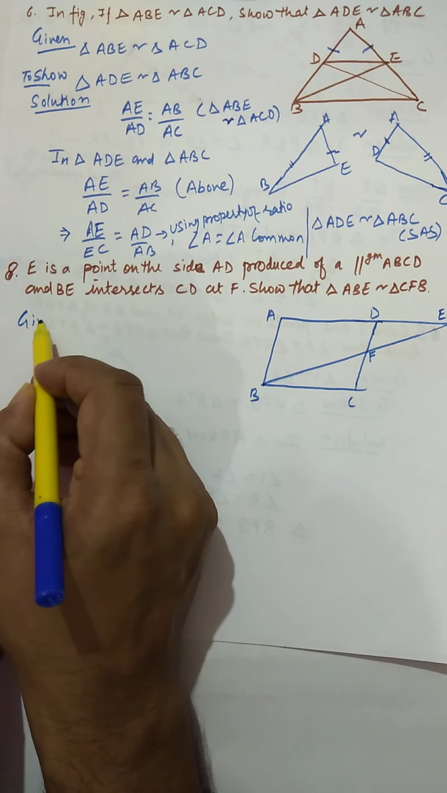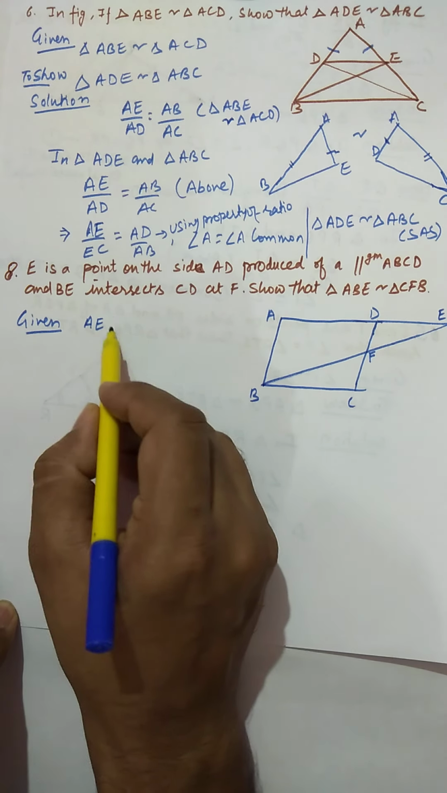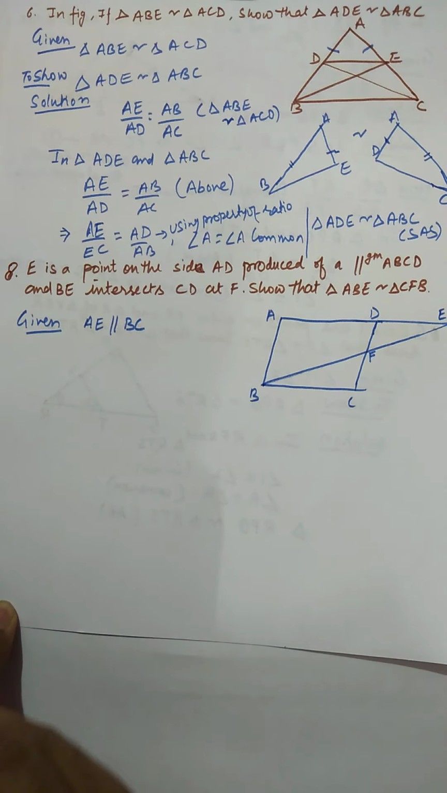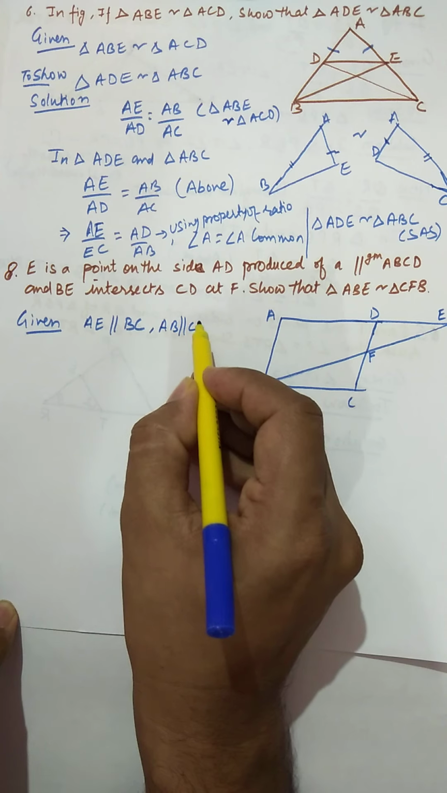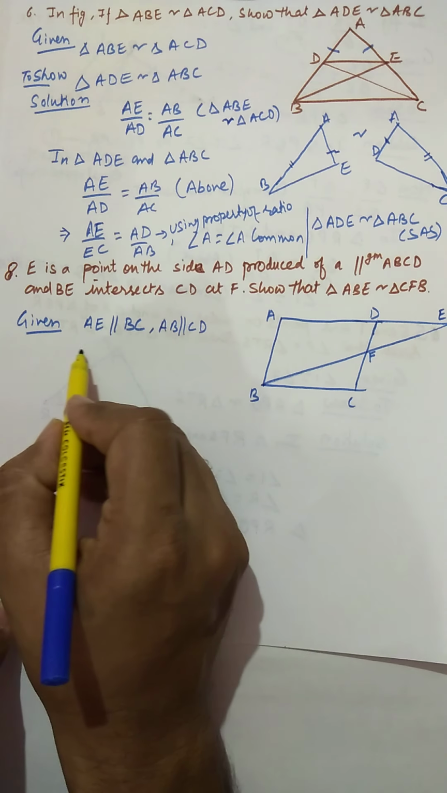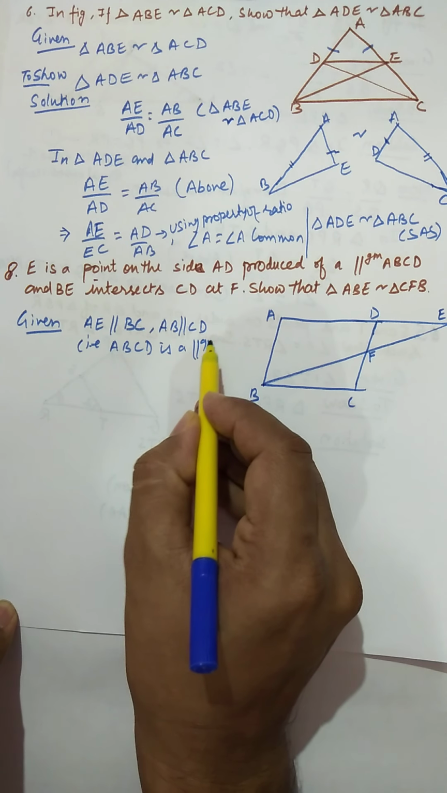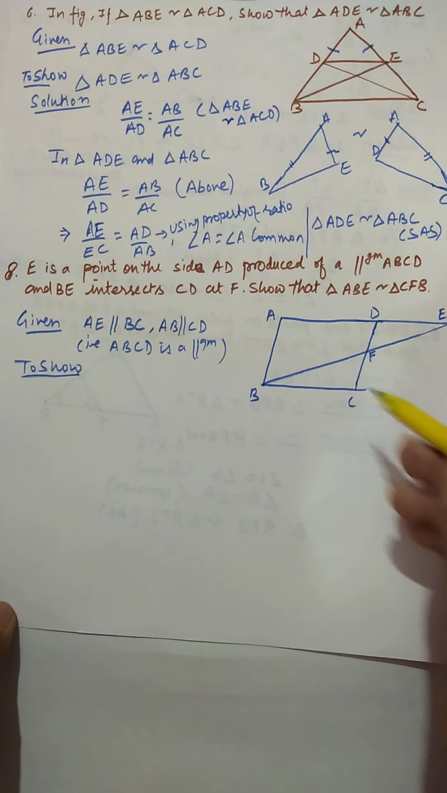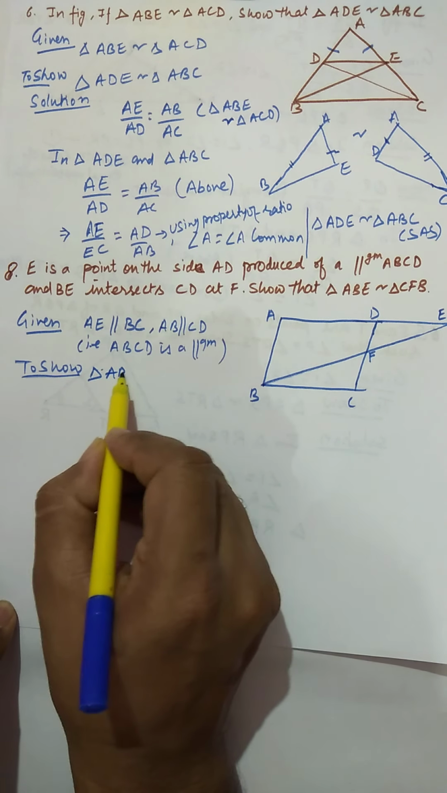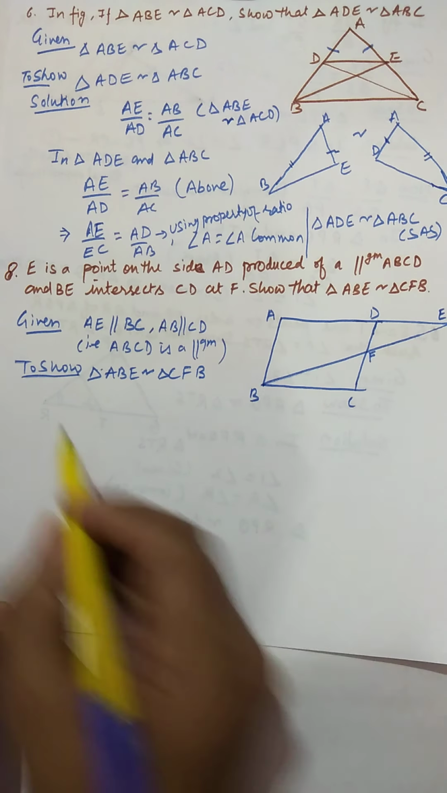So we'll write this given first. Given: this is a parallelogram, so you can say that AE is parallel to BC and AB is parallel to DC, AB parallel to CD. Or you may say this way, that ABCD is a parallelogram. To show: you have to show triangle ABE is similar to triangle CFB. So we write this solution.